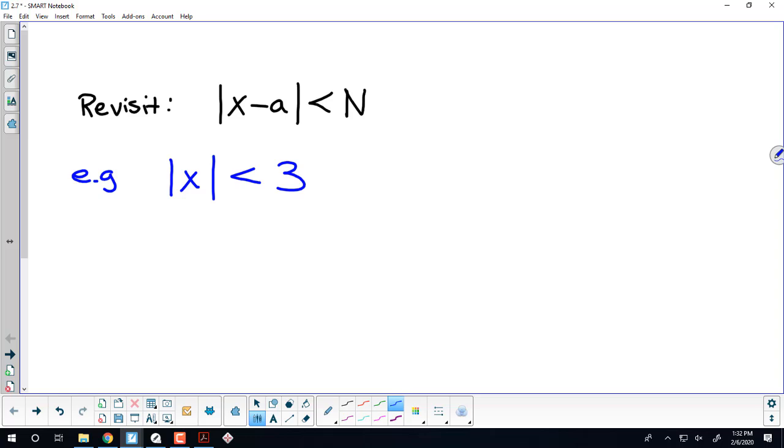Right, yeah. So if we're going to visualize that, I know the absolute value of x is less than 3, but it's also larger than negative 3. Maybe when you first saw absolute value, they said, when you see absolute value of x, just think of it as the distance from the origin. Do y'all remember hearing that?